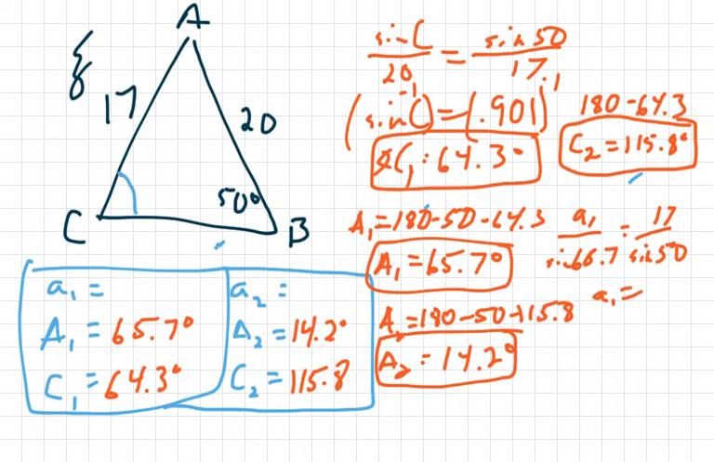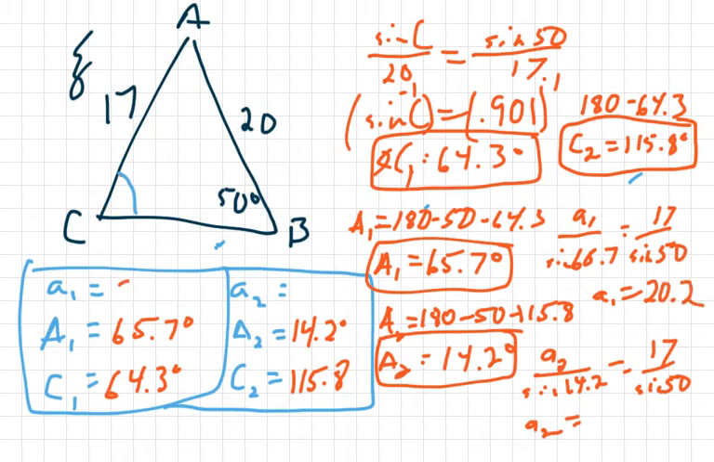I'll just quickly rip out A2 here. We'll do the same thing. So A2 over the sine of 14.2 is equal to 17 over sine of 50. So A1 equals 20.2. Throw that in my solution square, 20.2. And then A2 equals 5.4.